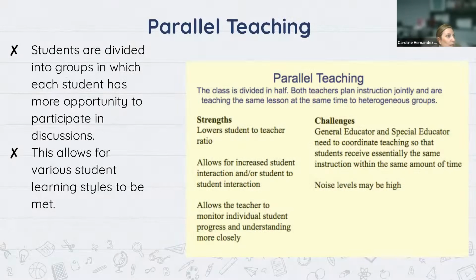So additionally, we have a parallel teaching model. This is when students are divided into two groups, and they're teaching the exact same thing in both groups, right? So this requires significant planning to make sure that the instruction is exactly the same and within the same amount of time in both groups. What we like about this is that it lowers the student to teacher ratio, allows more interaction with each student on the part of the teacher, and also may allow for students to interact with one another more easily.